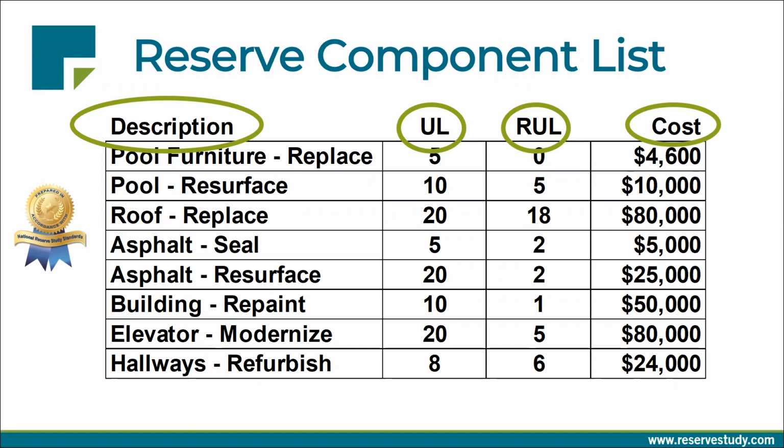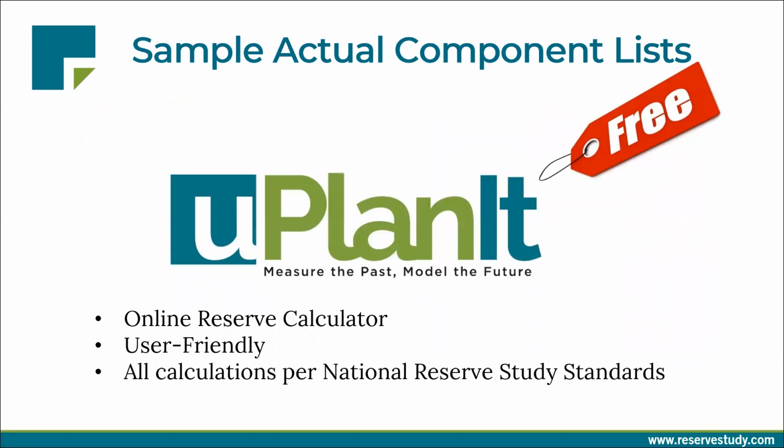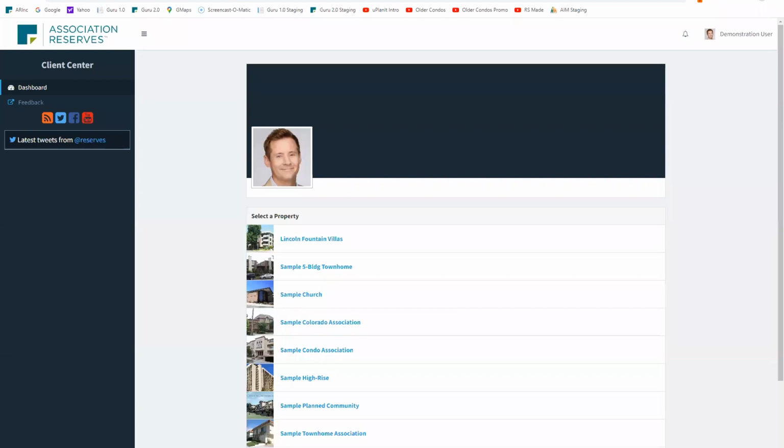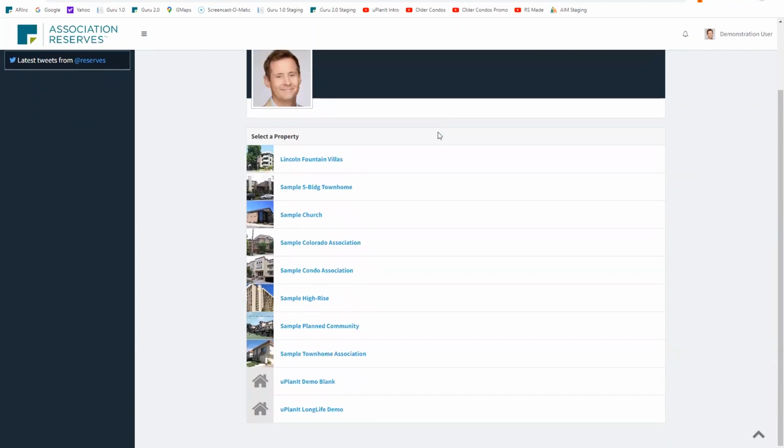But what I want to do today is use our UPlanet tool to show you 3 different reserve component lists. It's the online tool that comes free with your completed reserve study from Association Reserves. It allows you to get your fingers in and actually touch and see the reserve study electronically. And let me see if I can get that turned on, and I believe you are seeing it now. So when you go to reservestudy.com and log into what we call our Client Center, this is what you'll see from a point of view of a portfolio manager.